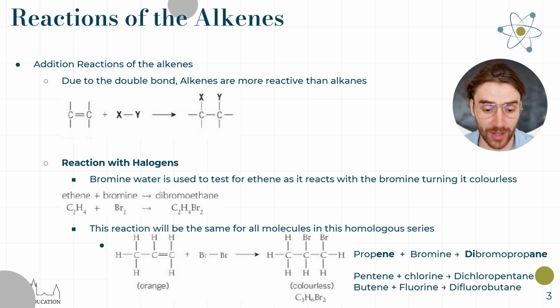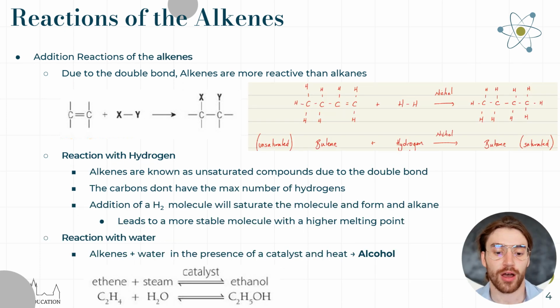So if we have something like propene, prop meaning 3, ene meaning an alkene bond, propene plus bromine is going to give us dibromopropane. You see how it's now become an alkane because it's all single bonds between the carbons. Dibromo meaning 2 bromines. The same can be done for chlorine, fluorine, again any of the group 7 halogens. As mentioned, these alkenes are more reactive than the alkanes due to that double bond.